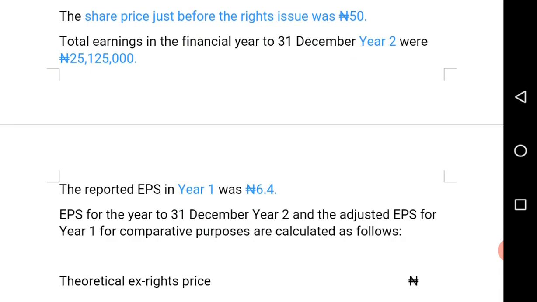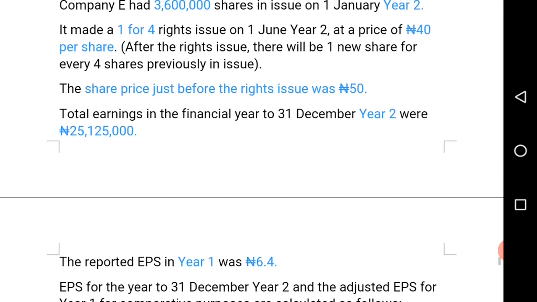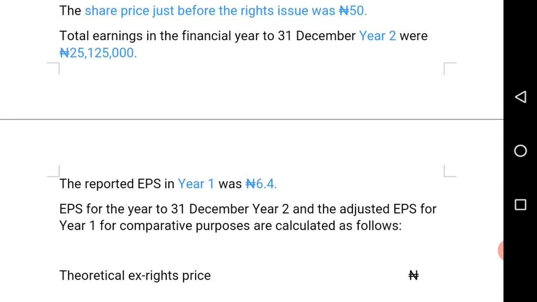And it says the reported EPS in year 1 was 6.4. Now we have year 1's EPS here. They've calculated it for us as 6.4. So we have year 2 left. It says EPS for the year to 31st December year 2, and adjusted for year 1 for comparative purposes, are calculated as follows.